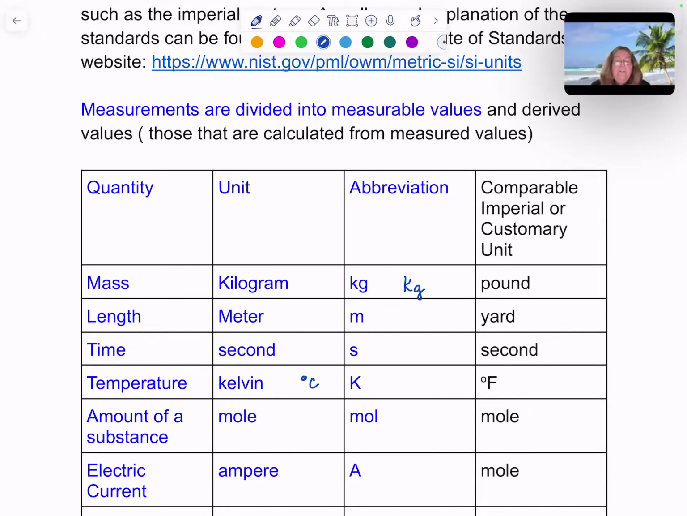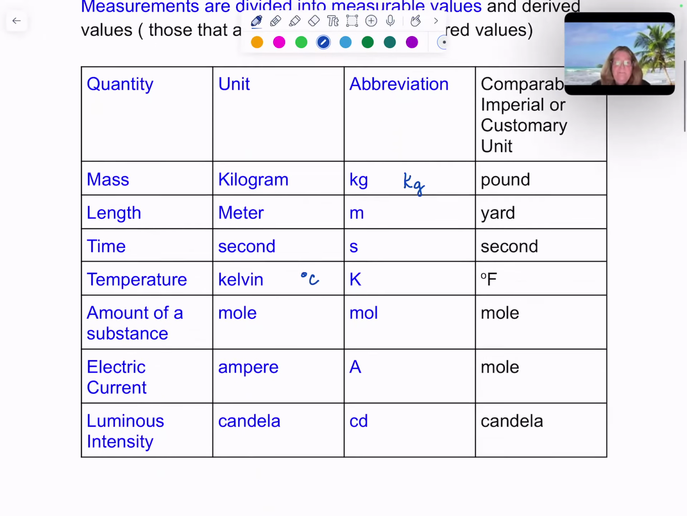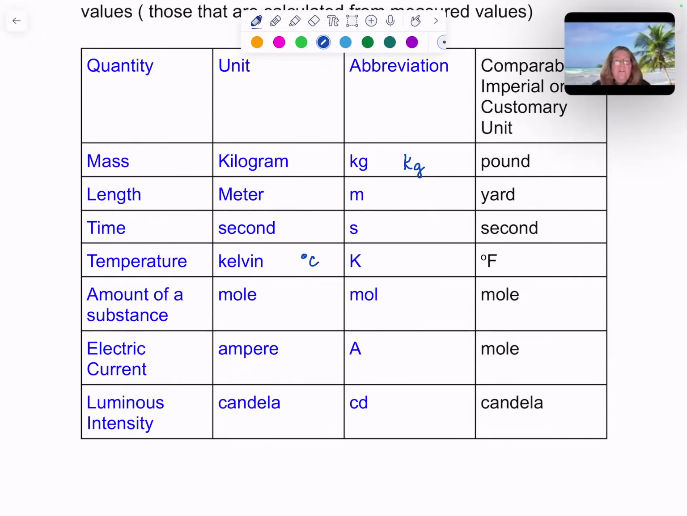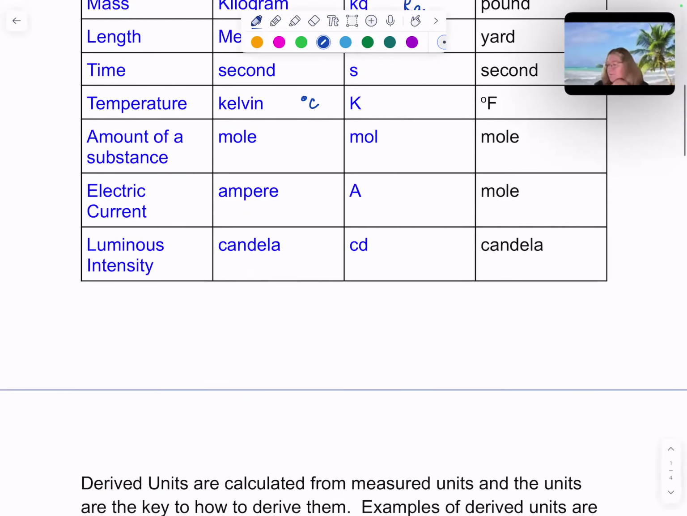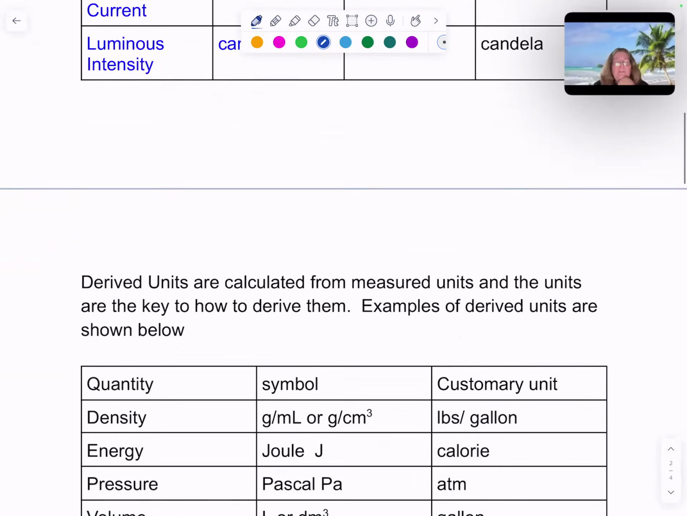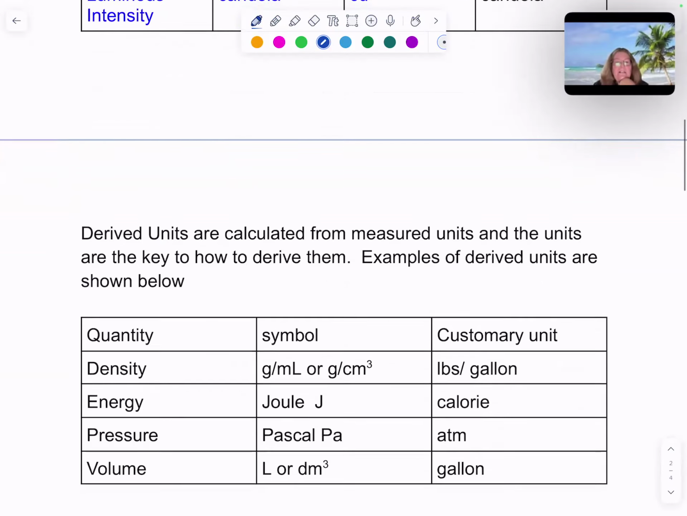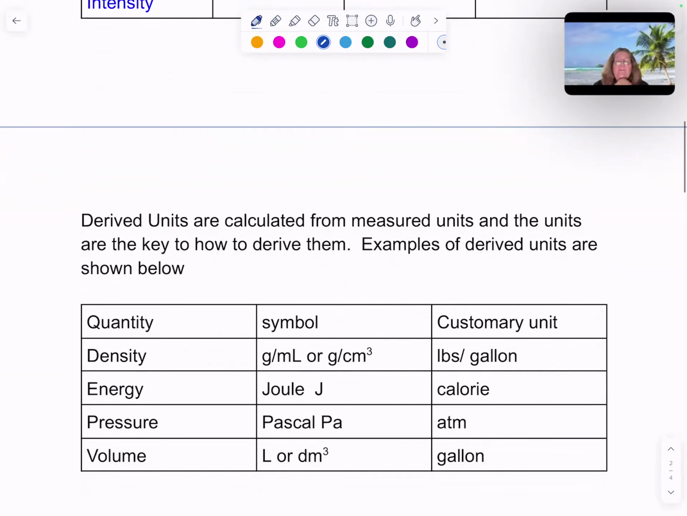The amount of a substance is the mole in both systems. Electric current is the ampere in the metric system. And luminous intensity or brightness is called candela in the metric system, and it's also used in the imperial system. Common derived units, those that are calculated, are things like density, which is in grams per milliliter, grams per cubic centimeter. You'll have a similar thing in the imperial system, pounds per gallon, pounds per cubic inch.